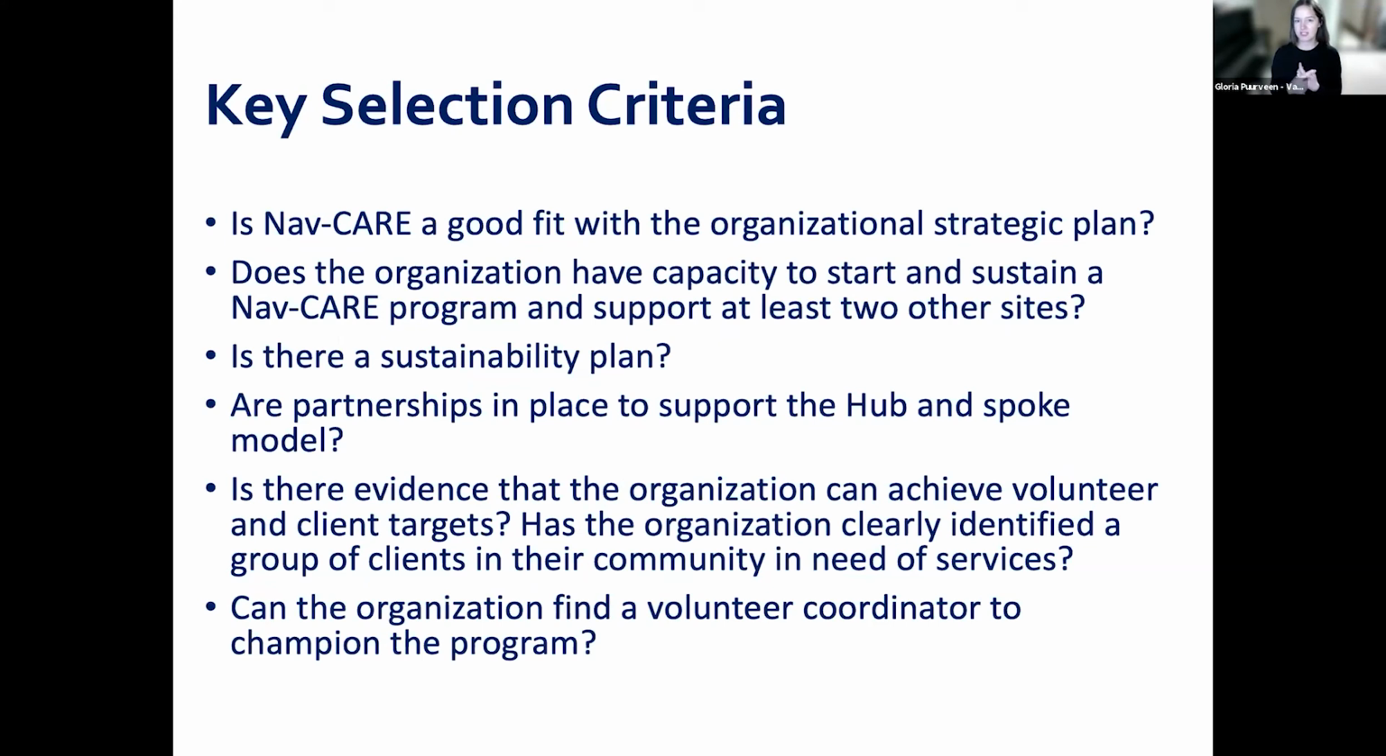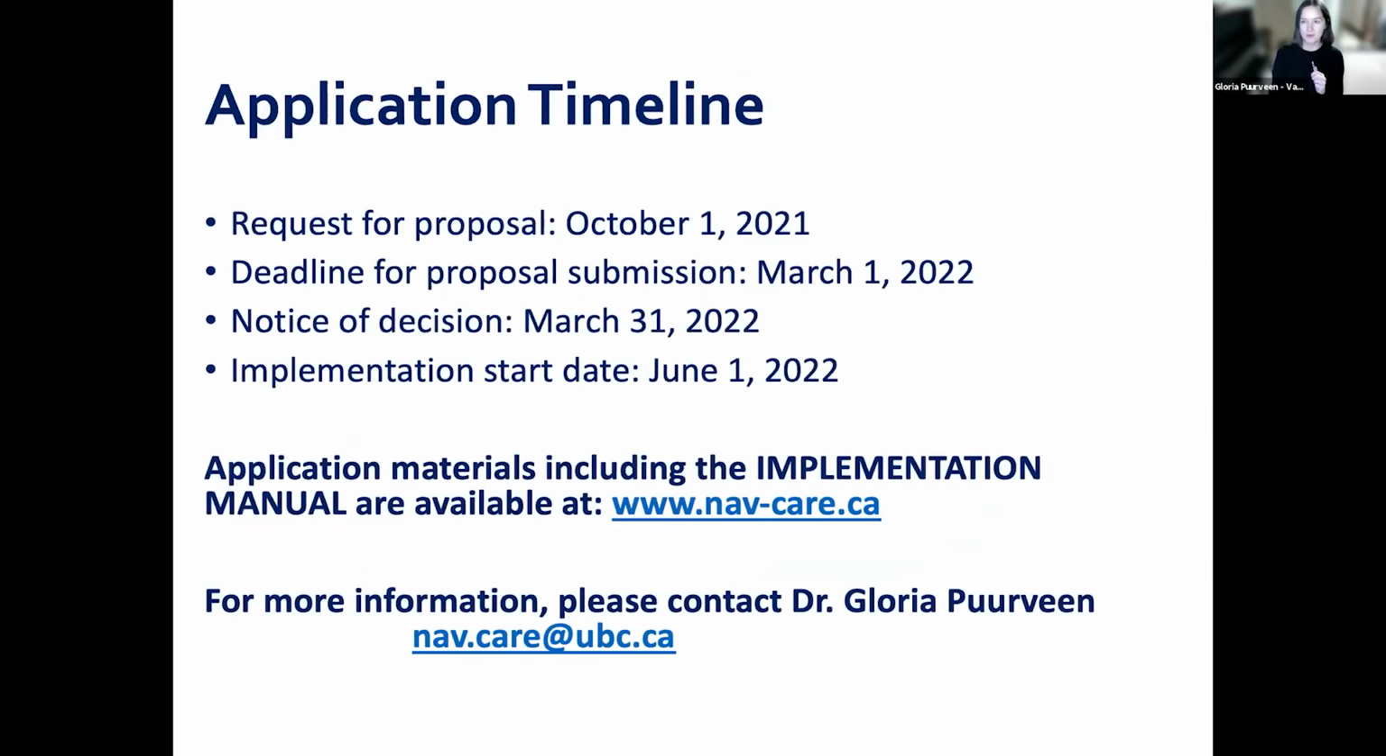So really thinking about your strategic plan, your capacity to start and sustain, or do you have these partnerships in place to support the hub and spoke model? Can you meet those volunteer and client targets? And can you find, or do you have a volunteer coordinator to champion the program? So we ask you to talk about these questions within this application. And so the application request for proposal went out in October. And the deadline for submission for that is in early March.